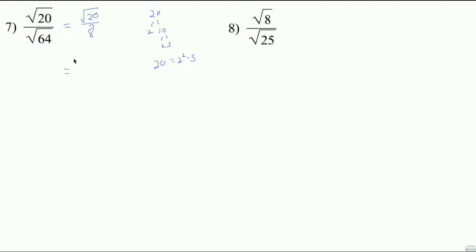And so we can think, well, we got the square root of 2 squared times 5 over 8. We can bring out a 2. So we have 2 root 5 over 8. But we're not finished because we have a 2 and an 8. Neither are within a radical, so we can simplify those. 2 goes into this once, and 2 goes into this 4 times, for a final answer of root 5 over 4.